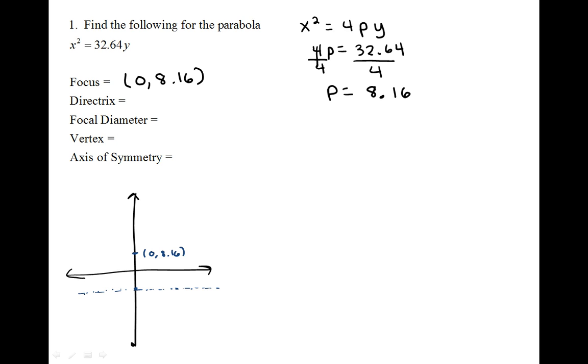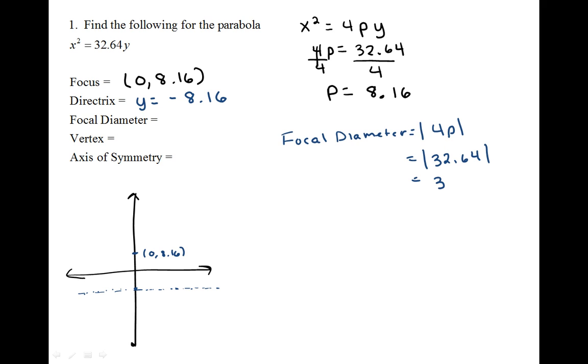And the directrix would be the line y equals, and remember it's going to be the opposite of p. So your directrix would be y equals negative 8.16. Your focal diameter, as I said, is the absolute value of 4p. Okay, because it's a distance there. So we already know what that is. It's just going to be equal to, we already did 4p. 4p was the 32.64. So it's the absolute value of 32.64, which is just 32.64.